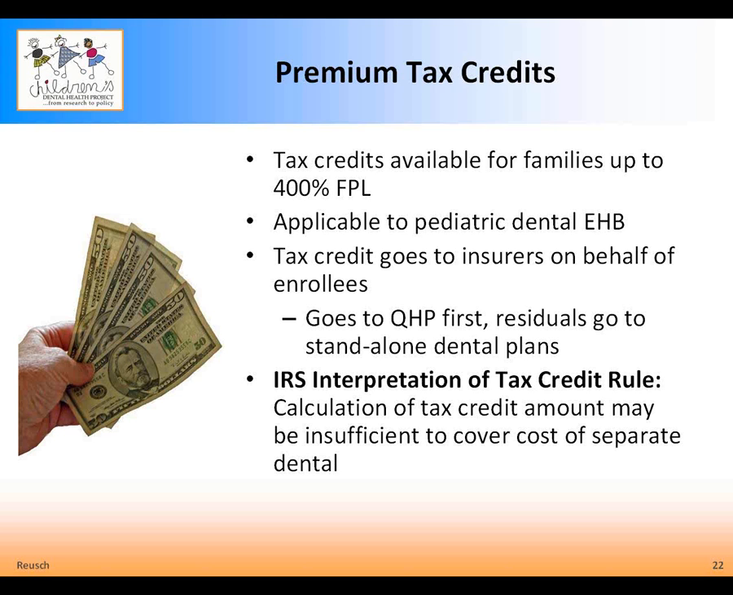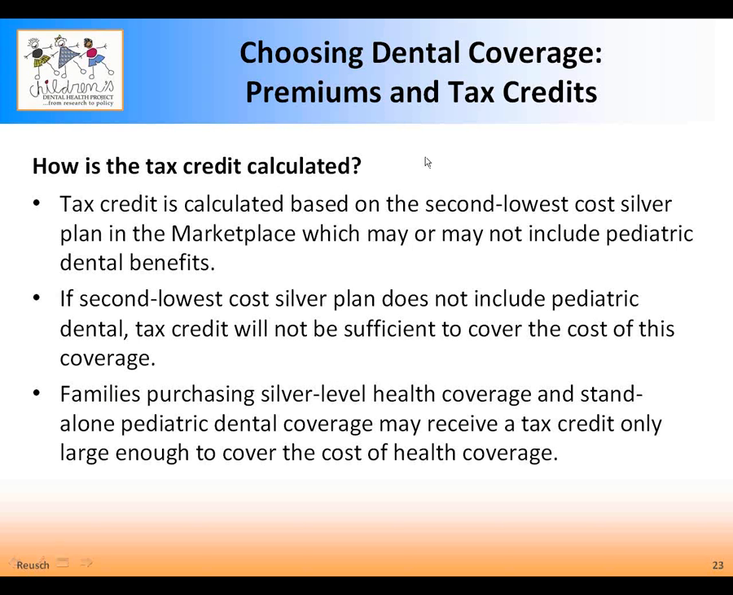However, because of the way that the tax credit is calculated and the way that the IRS is interpreting the law, there's a real possibility that people purchasing standalone dental coverage won't get enough tax credit to support the purchase of that coverage. The tax credit is calculated based on the second lowest cost silver plan available in the marketplace, which may or may not include pediatric dental benefits. And if it doesn't, then the amount that the family gets is only based on the cost of medical coverage. So what we've been advocating for, and what we think the law and the regulations allow, is for them to combine the cost of medical coverage and standalone dental coverage in order to calculate that tax credit amount.